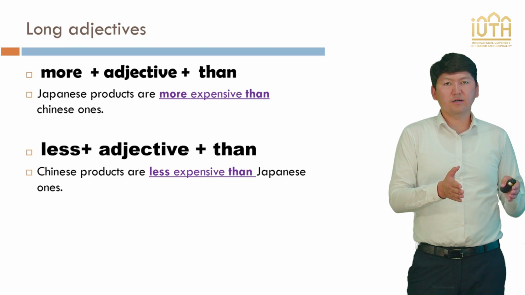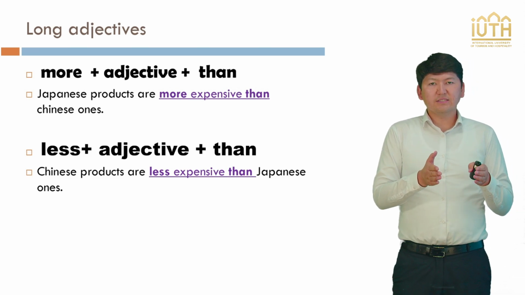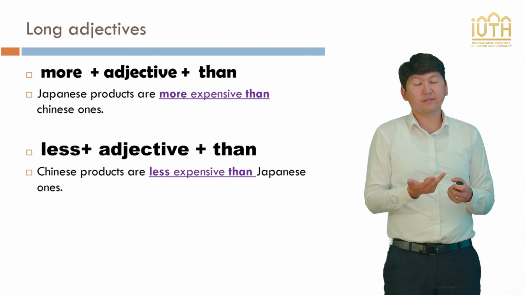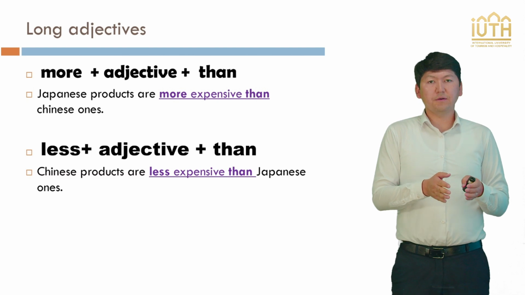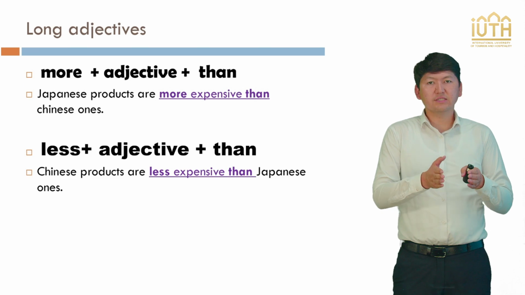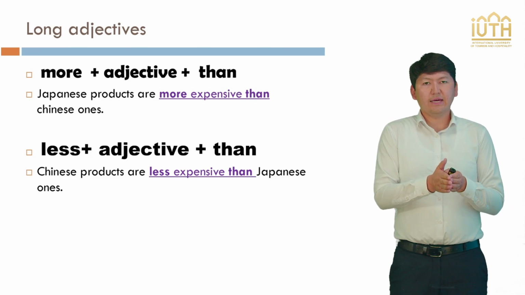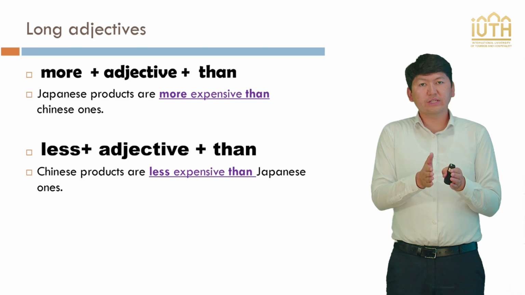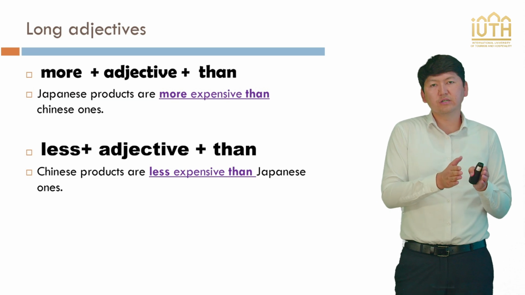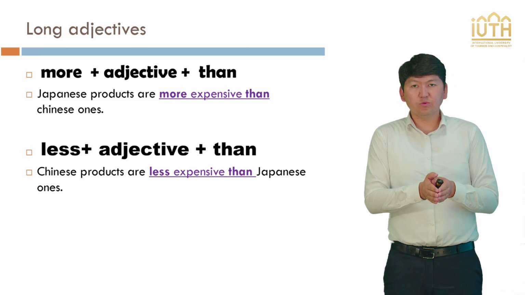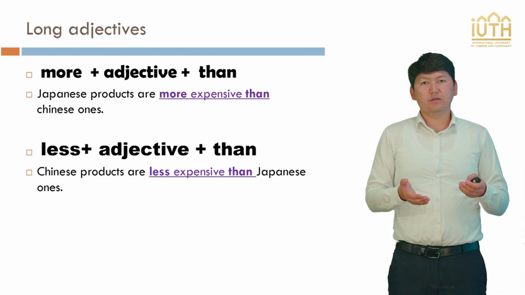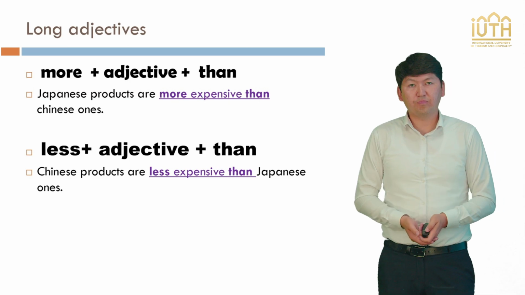It means expensive. How many syllables? Expensive. There are three syllables. That's why we use more, because it's a long adjective. And if we have a short adjective, we add two letters, like shorter. But in that case, we have the long word expensive, so we add more before the word.